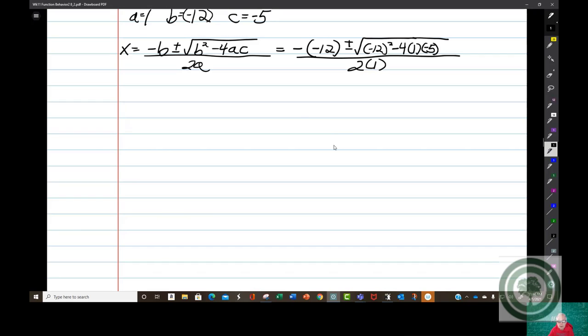Now all I have to do is work this out. Negative times negative 12 is positive 12 plus or minus the square root of 144, positive 144. Negative 12 times negative 12 is positive 144. That's why you have to put it in parentheses if you're using your calculator. All right, now, negative 4 times 1 is negative 4, or minus 4 times negative 5 is plus 20.